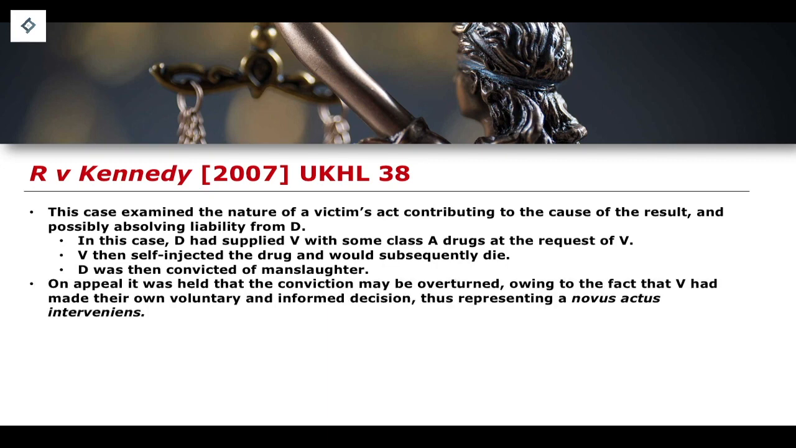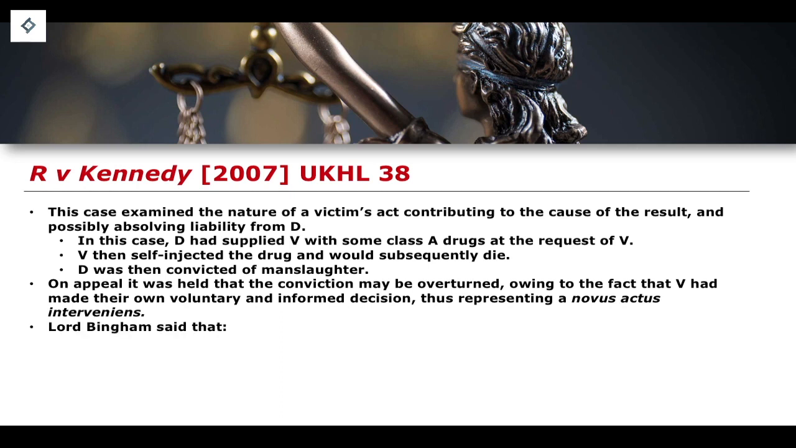The defendant was convicted of manslaughter, and on appeal it was held that the conviction may be overturned, owing to the fact that the victim had made their own voluntary and informed decision, and it was this voluntary and informed decision which represented a new intervening cause. Because if you think about it, the defendant can supply the victim with some Class A drugs, and the victim may decide not to self-inject them, or may inject a lesser amount such that would lead them to not die as a result. So it doesn't necessarily make sense to suggest that the defendant's supplying of the Class A drugs was the cause of the death of the particular victim. You could apply the but-for test, but you could also make the case that the victim's self-administration of the drugs represented a new intervening cause.